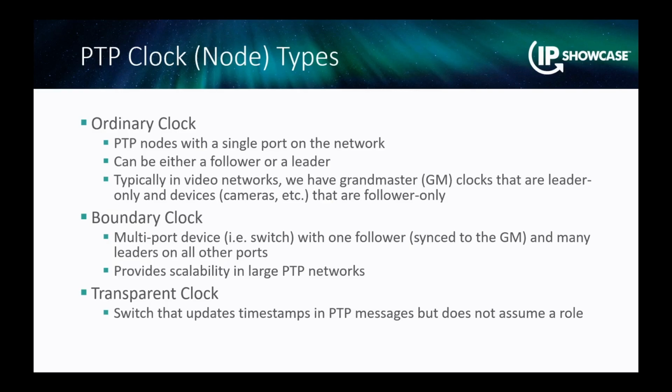So I mentioned clocks. The terminology used in PTP is to refer to each node in the network as a type of clock, right? So your camera can be a clock. The different clock types, we have ordinary clocks, which is a pretty mundane way of calling it, but an ordinary clock is simply any PTP node that has a single port. The standard says it can operate as either the follower or the leader, but typically, especially in video networks, we will enforce that certain types of nodes are only going to operate as leader only and others as follower only. So a good example of that would be your camera, your microphone.